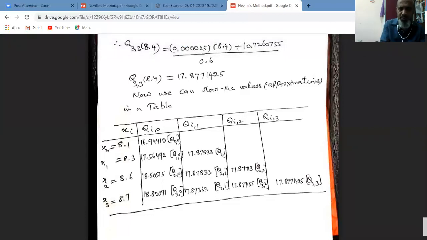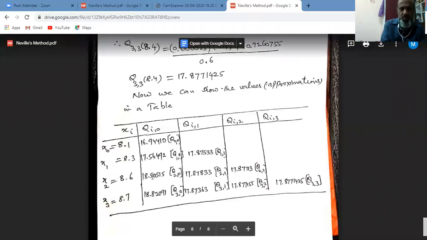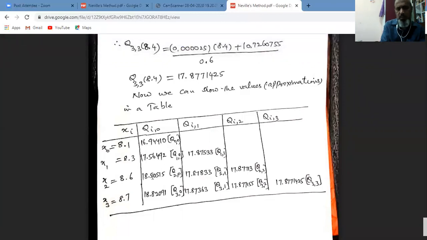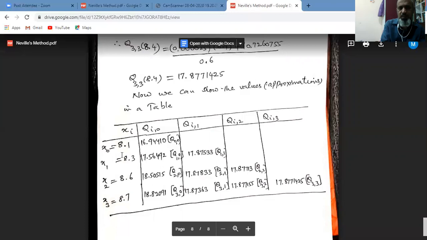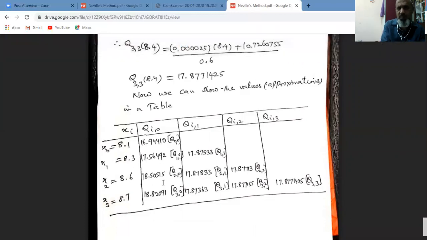If the data points are given, x and y values, then we can approximate the values by using the formula given in step 2. So these are called first degree approximations, and we are filling the other columns of the table: first degree approximations, second degree approximations, and third degree approximations. So this is the method called Neville's method. I think you can do problems on Neville's method. The only thing is that the values of x and y will be changed.